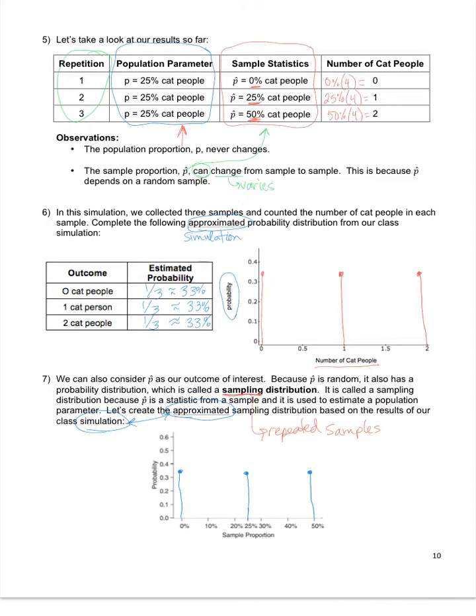So notice the primary difference between what we just drew and what we had up here is the scale. The first one we drew talked about number of cat people. So this was talking about discrete variables. And down here we're talking about sample proportions. So these are P hats on this axis. You can just think about this axis as having been rescaled. So for instance, 0% of 4 is 0 cat people. 25% of 4 is 1. And 50% of 4 is 2. So again, we're just rescaling this axis.